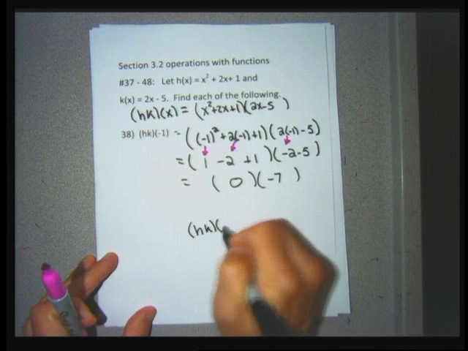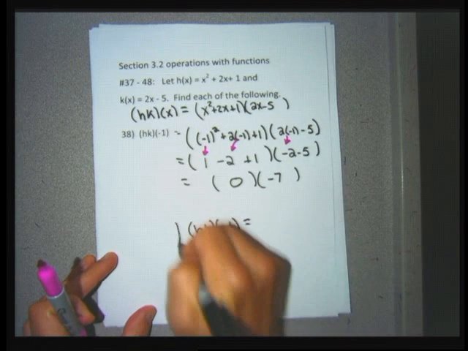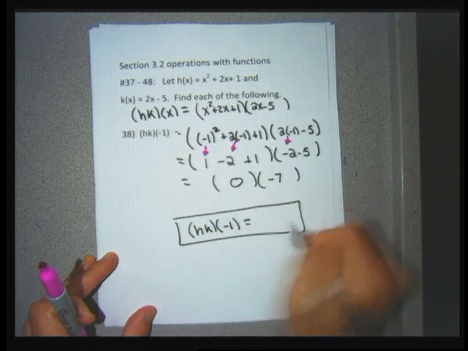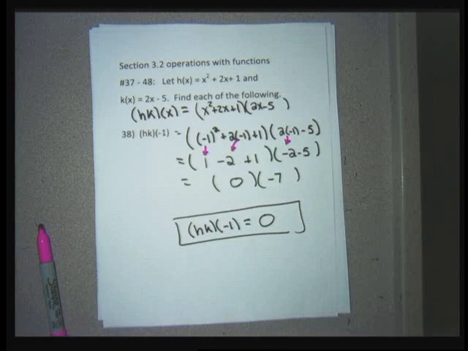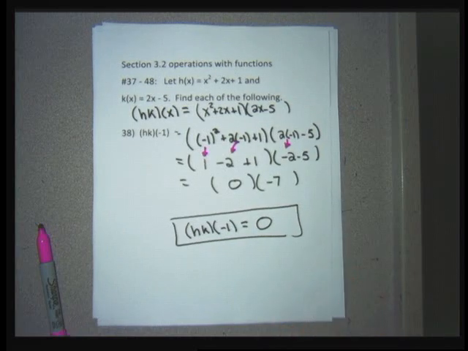I'm going to write the problem, h times k of negative 1, next to the answer. The answer is what those two numbers multiply out to be, which is 0. Doesn't mean no solution. It's okay to have 0 for an answer. 0 is not no solution.